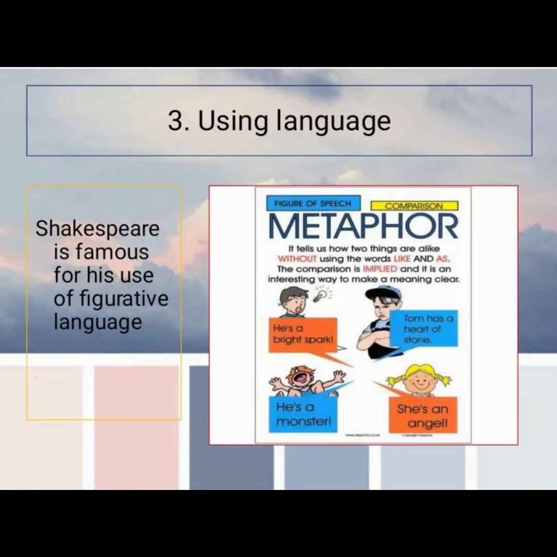The third topic, Using language. Shakespeare uses figurative language such as metaphor in his play. Plays can appear like poetry, especially in Shakespeare, when the dialogue is like a poem, that is, new lines starting with a capital letter for reasons other than being a new paragraph.